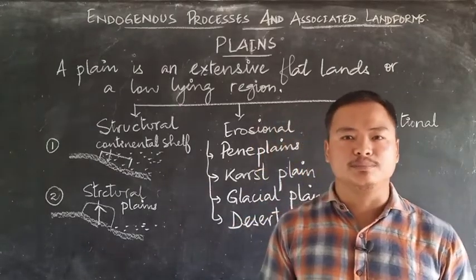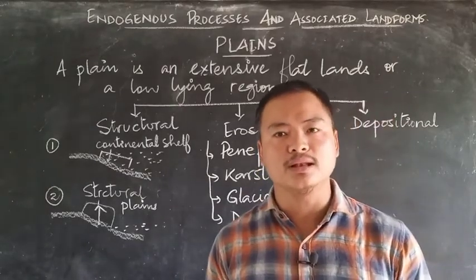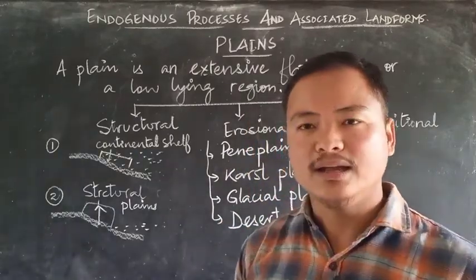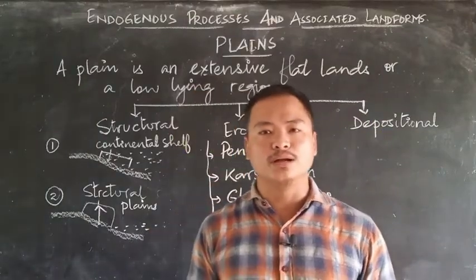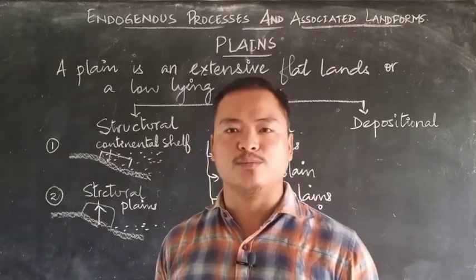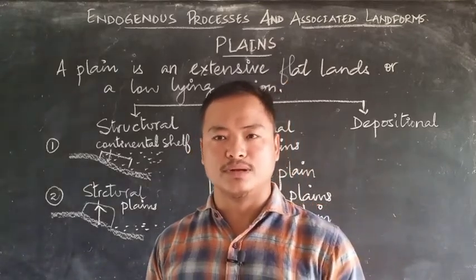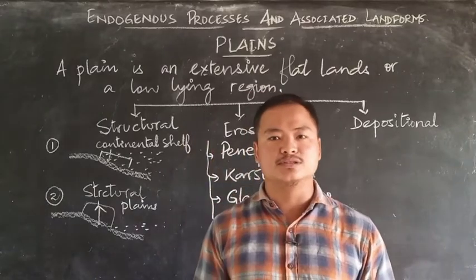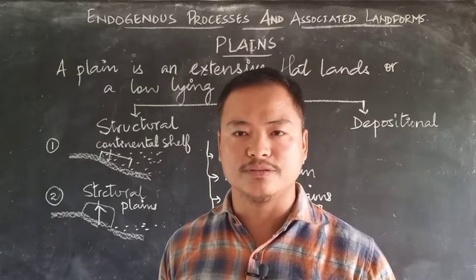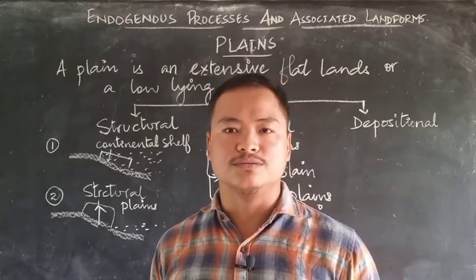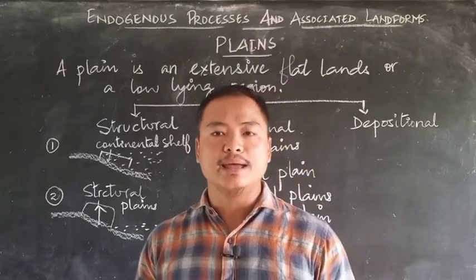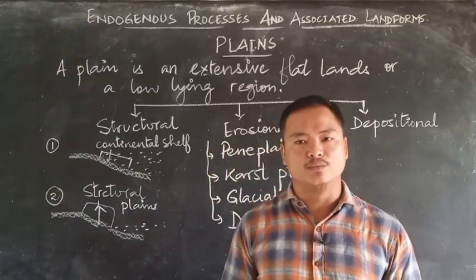Now we discuss the depositional plains. Now as we see that erosive action of wind, water and glacier is so predominant on this earth surface, the eroded materials are also transported from one place to another. So those carried materials are deposited elsewhere on the earth surface, resulting in the formation of depositional plains. So they are an action of depositions made by the agents of erosion and weathering.